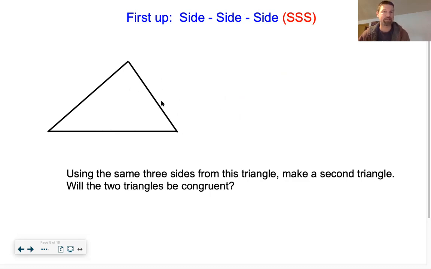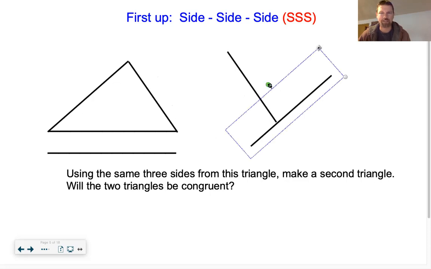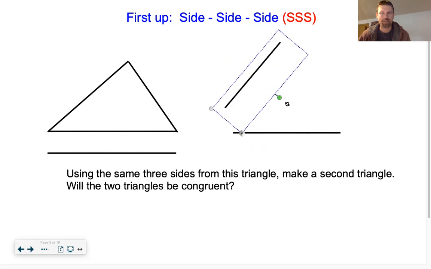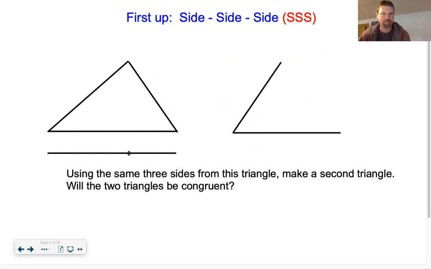And I'm going to try my best to see if I can make a triangle that is not congruent to this one, not the same shape and size. So since I've got my smartboard, I can actually drag these side lengths off. And I can use these side lengths to try to make another triangle. Let's see, I'm going to put this one on the bottom to see if we can change things up. And maybe instead of on the right side, I'll have it be on the left side.